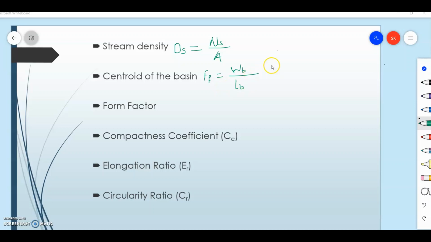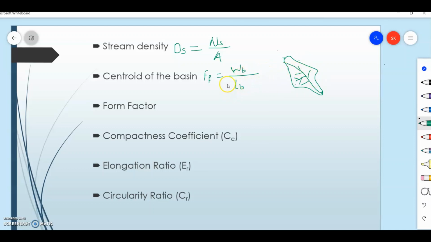We know WB is the average width, and LB is the length from the outlet of the watershed to the most remote point. From the figure we can understand it. Suppose we draw a simple figure of any watershed, with an irregular shape, and suppose these are the small streams, and this is the outlet. From this outlet point up to the remote point, whatever the length is, this is LB. What is WB? If we measure the width from this point to this point, and this point to this point, the average of these widths is the WB.